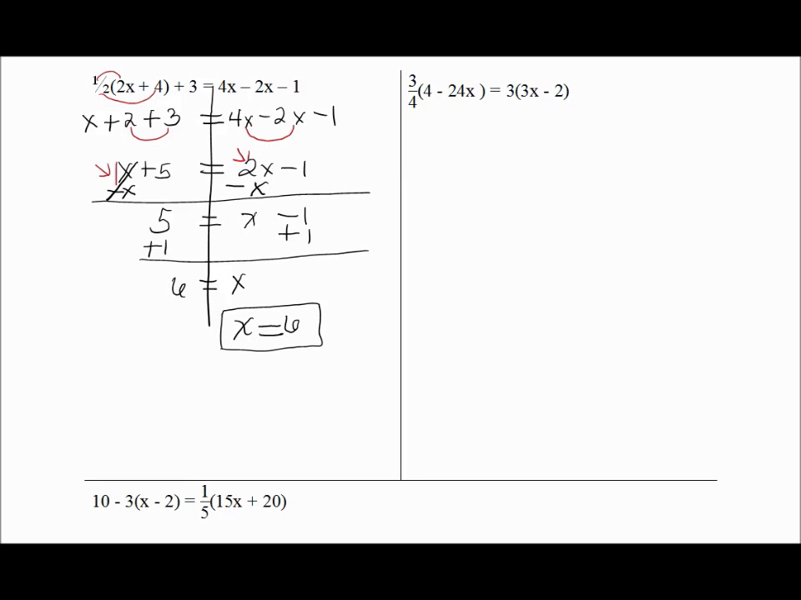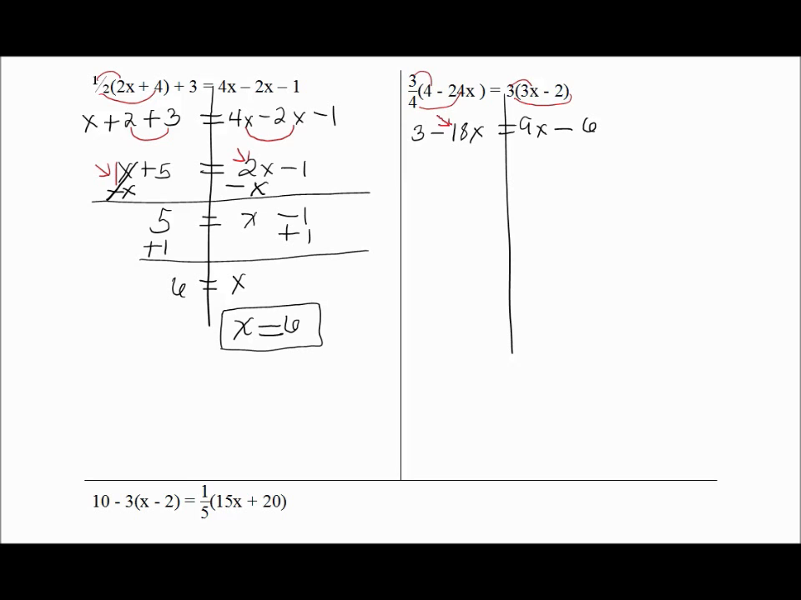On the next one, still have to distribute. This time I'm distributing the 3/4. So 3/4 times 4 is 3. And 3/4 times a negative 24 will give me a negative 18x. On the right, when I distribute, this becomes a 9x minus 6.